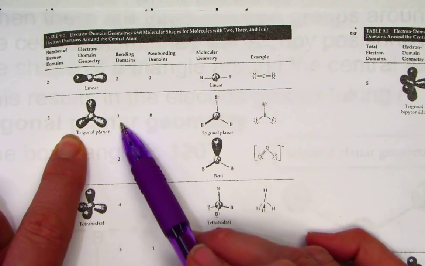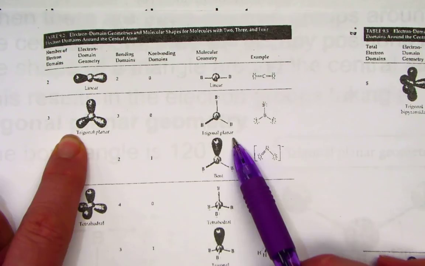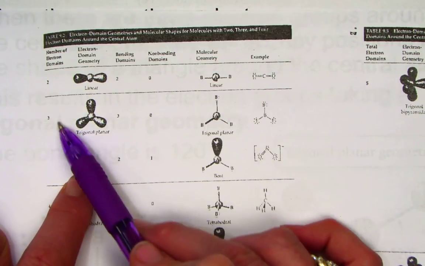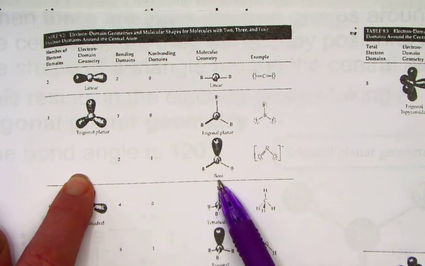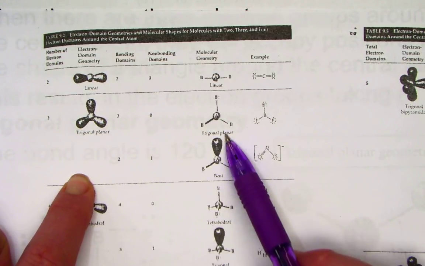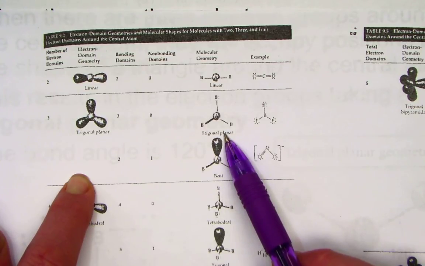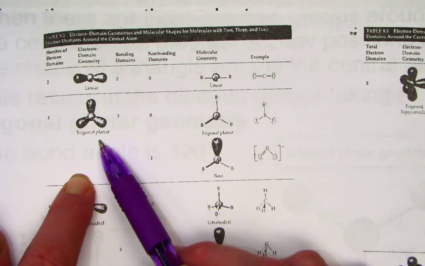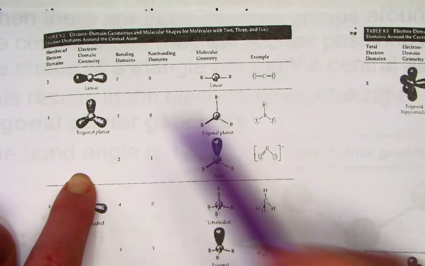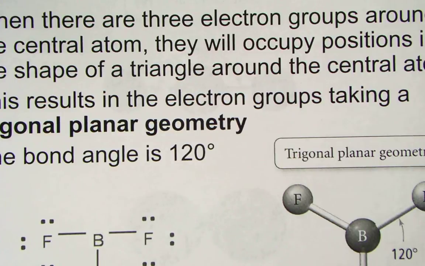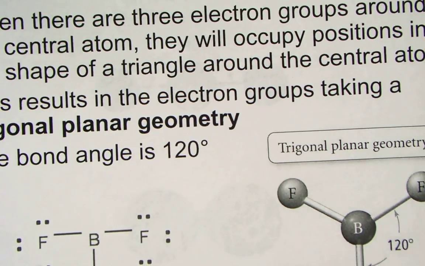If we have all three bonded back to the central atom, it's called trigonal planar. If only two of the three are bonded back, it will be a bent molecule. Trigonal planar and bent are the two possible molecular geometries for three electron domains having a trigonal planar electron geometry. Back to the PowerPoint, that's what this slide is showing. When there are three electron groups around the central atom, they will occupy positions in the shape of a triangle.